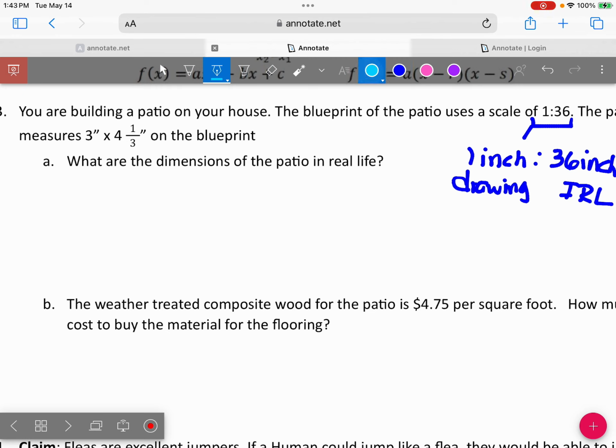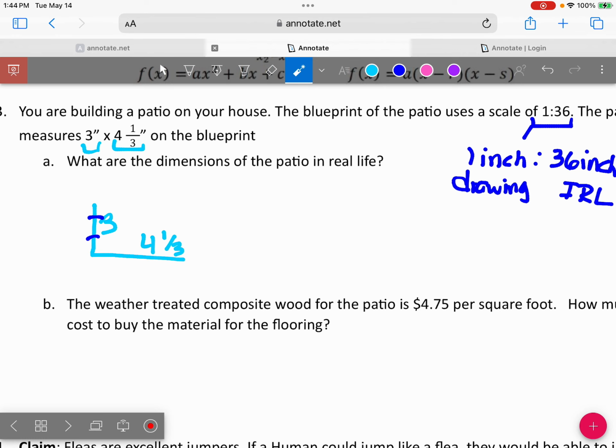So if the picture is 3 inches by 4 1/3 inches, my picture shows 3 inches by 4 1/3 inches. What would this be as an in real life measurement, if every 1 inch stands for 36 inches? How could we find that out? 36 times 3, because there's 3 of them. So this 1 inch is 36 inches, this 1 inch is 36 inches, and this 1 inch is 36 inches. So I have 3 sets of 36 inches.